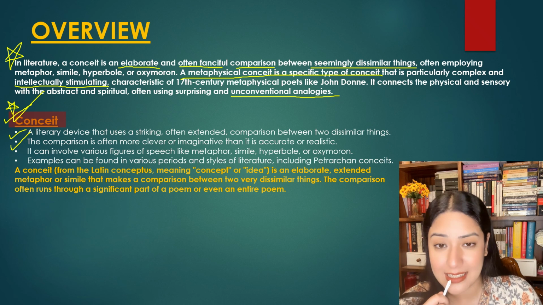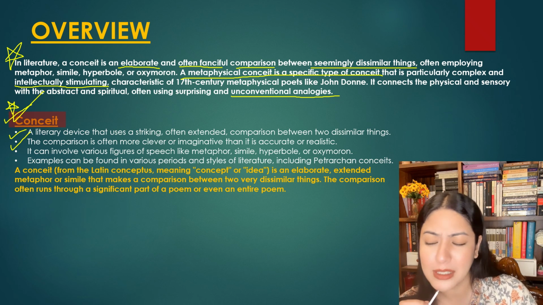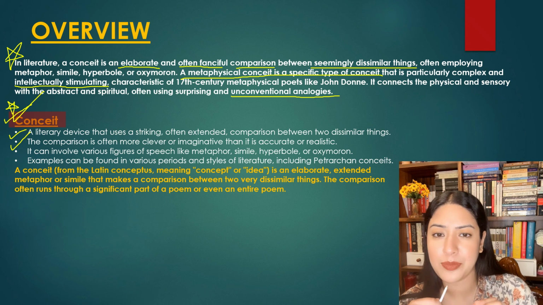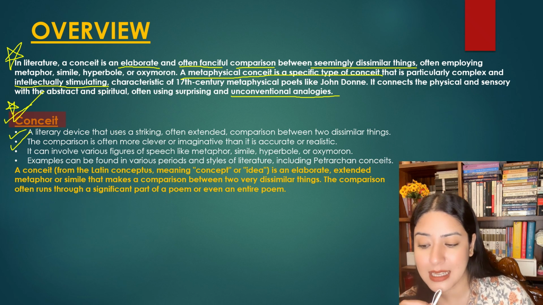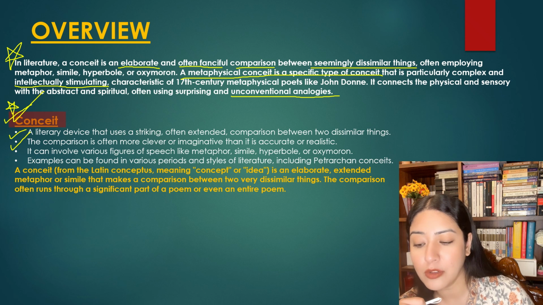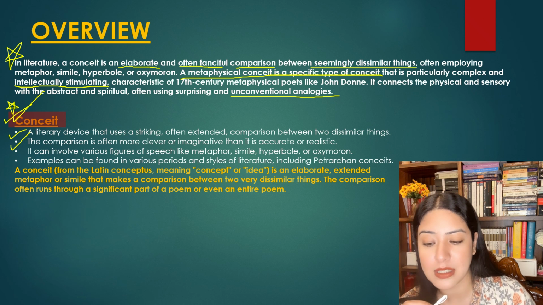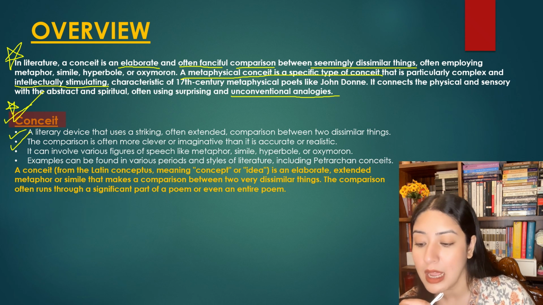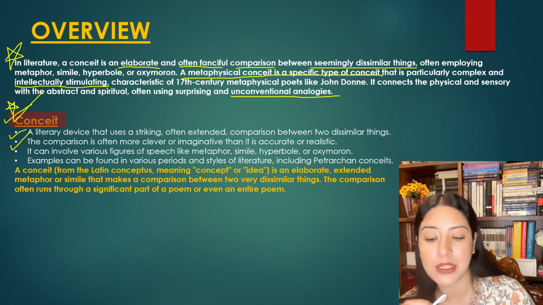It's not like that anymore. It's a little bit more complex. So this is what a metaphysical, we'll get to the detailed differences. So a conceit comparison is more clever, imaginative than accurate or realistic. It can involve various figures of speech like metaphors, simile, hyperbole, or oxymoron. Examples can be found in various periods and styles of literature, including Petrarchan conceits.